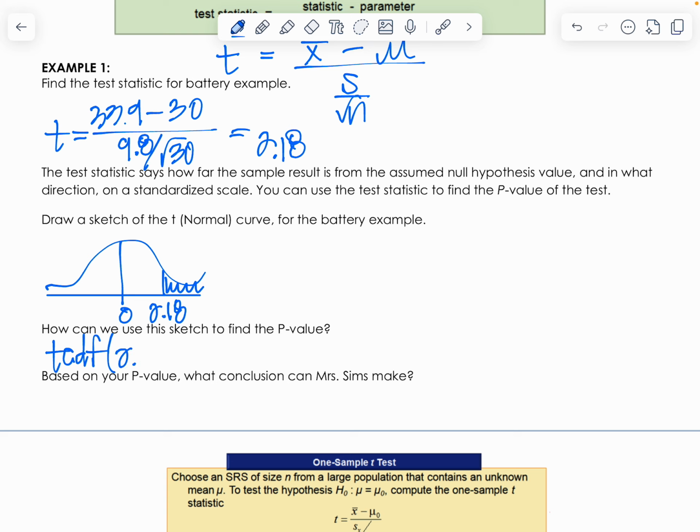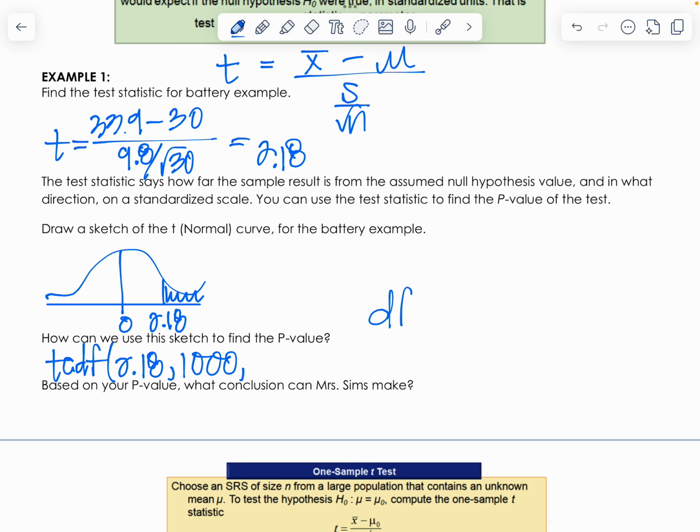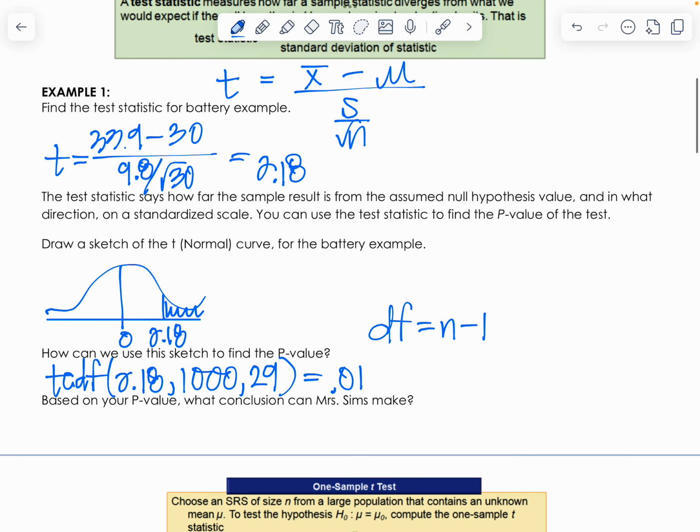So 2.18 to a positive 1,000. But now remember, degrees of freedom are equal to n minus 1. So in this case, we'll have 29 degrees of freedom. Okay, so 2.18 to 1,000, 29 degrees of freedom is 0.01875, so 0.018. Maybe instead of 7, we'll do 8 because it's got a 5.